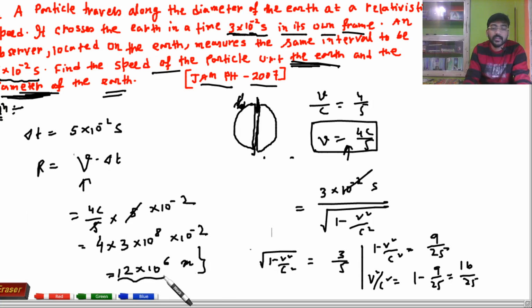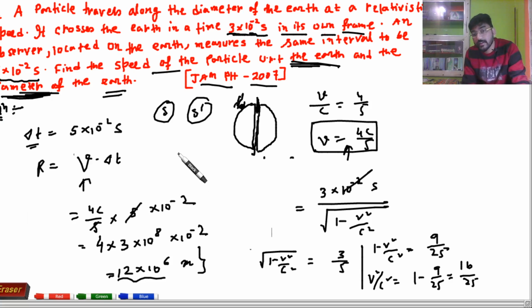We know this result already, but this is how we can approach this kind of problem. We always have to be very careful about the velocity of the S dash frame with respect to S, for which frame the time interval is given, for which frame the length is given, and for which frame we have to calculate the length. There are many things you have to be careful about when you solve these problems. Okay, thank you.